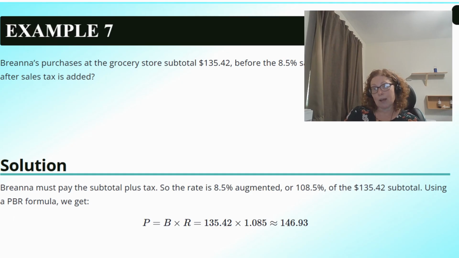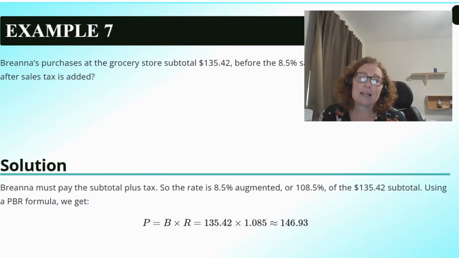What is the total after the sales tax is added? So she's got to pay the subtotal plus the tax. The rate is 8.5%, so the percent is augmented, or 108.5% of the 135.42, so total. If we use P is equal to B times R, we have the 108.5% and the 135.42, and that gives us the answer.